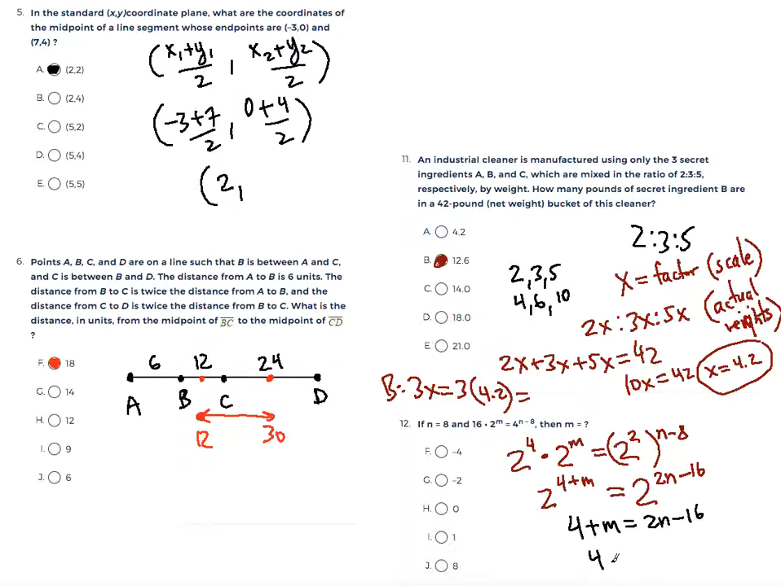We know the n value, right? 4 plus m is equal to, n is 8. So 8 times 2 is 16. 16 minus 16. So 4 plus m is equal to 0, right? This thing cancels out to 0. So subtracting 4 on both sides, you will get minus 4 for the m value. So that's your answer. All right.